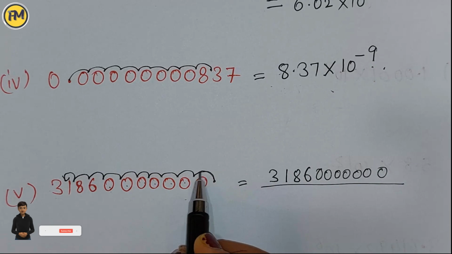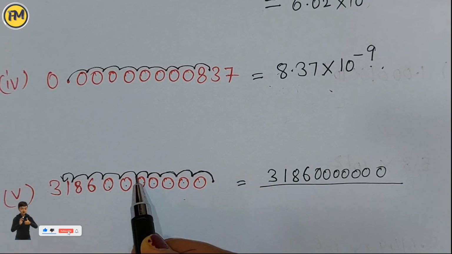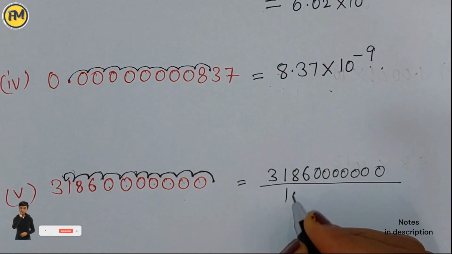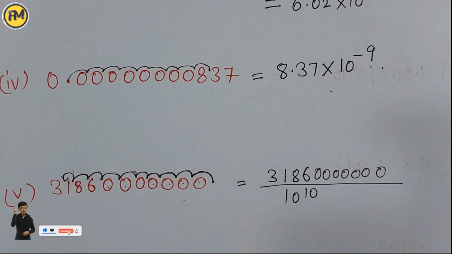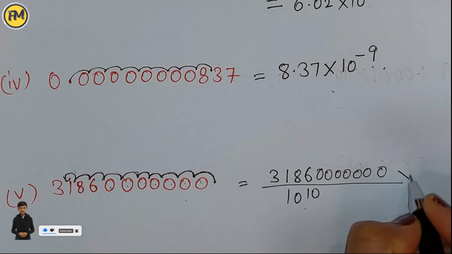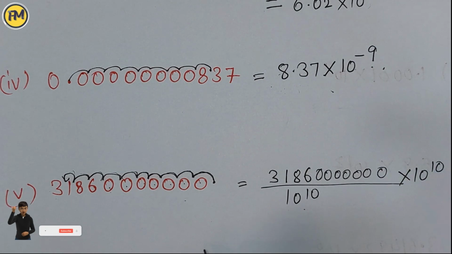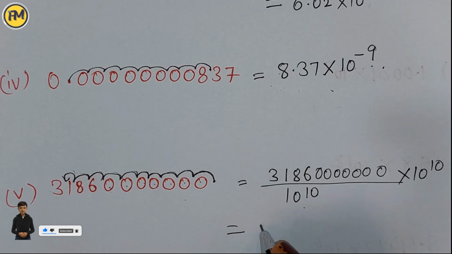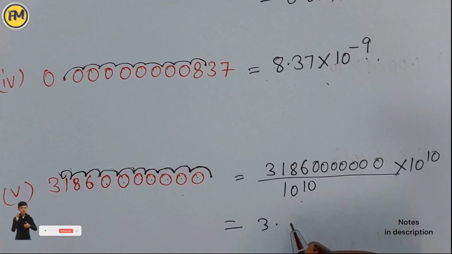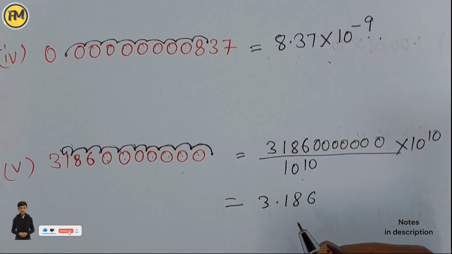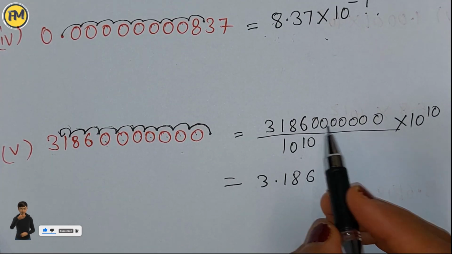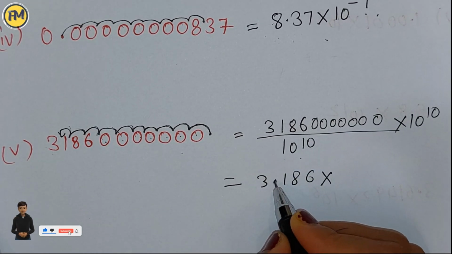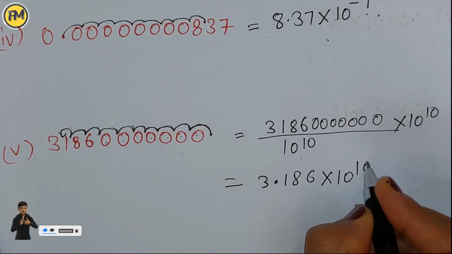Let us count again. 1, 2, 3, 4, 5, 6, 7, 8, 9, 10 steps. So 10 raised to the power 10, yes or no? And here also, if you are dividing, then you have to multiply by 10 raised to the power 10. Then it will become 3.186. Okay. And how many 0s? 1.86 into 10 raised to the power 10, because now we are putting the decimal point.